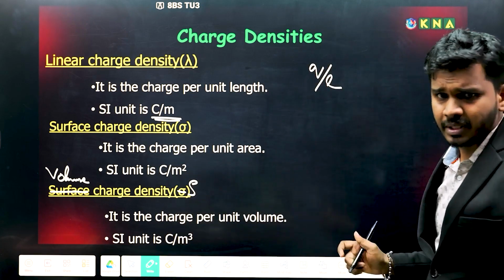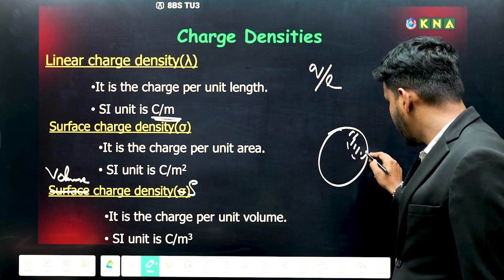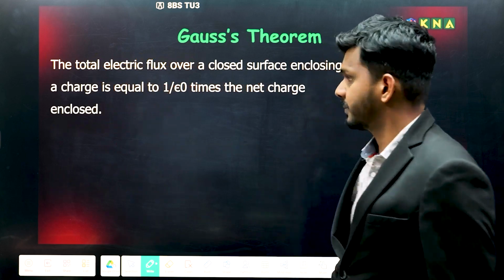Here it is charge per unit volume, not total charge. For a unit volume, how many charges are there? That is volume charge density.